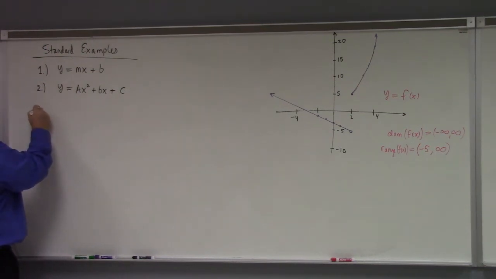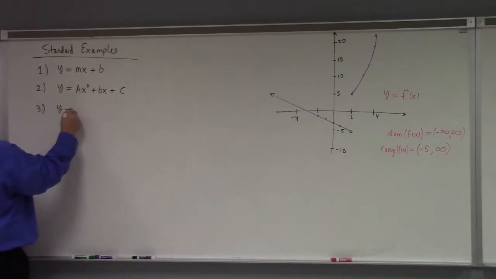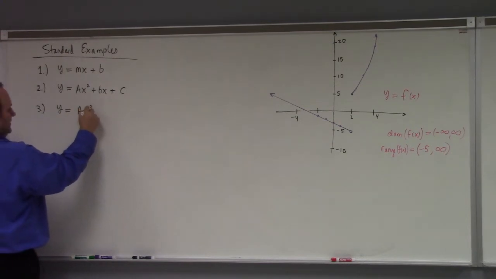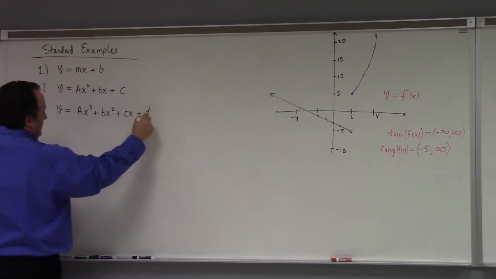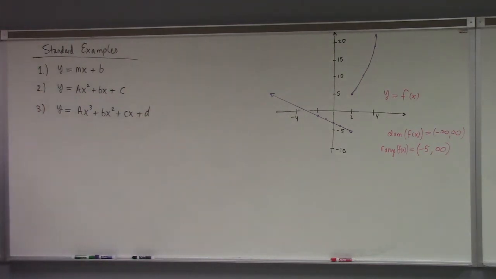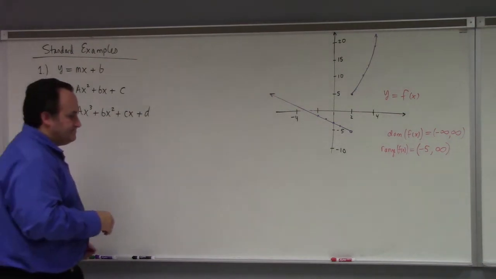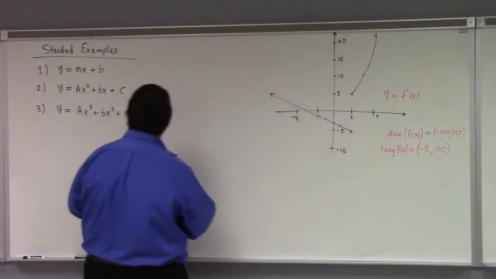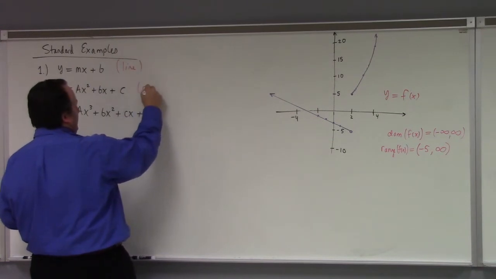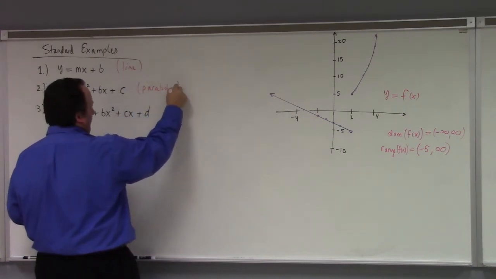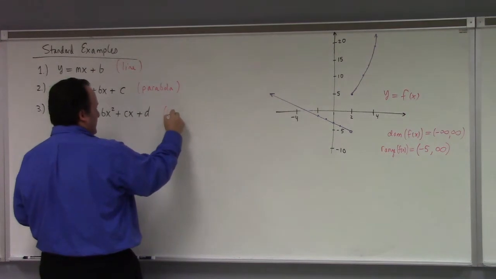You got things like y equals ax cubed plus bx squared plus cx plus d. So what are we looking at here? The first one's a what? This is a line, right? Parabola. And for lack of a better name, I call this a cubic.